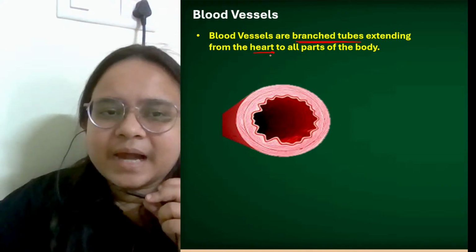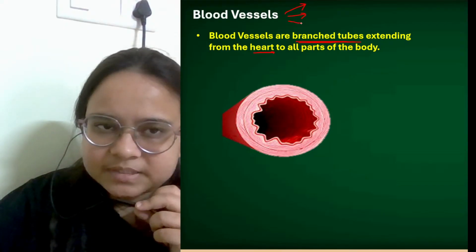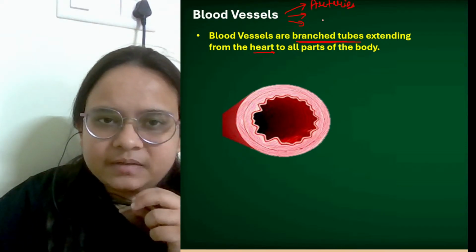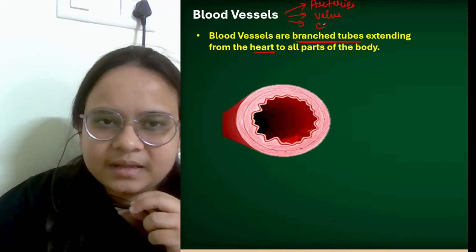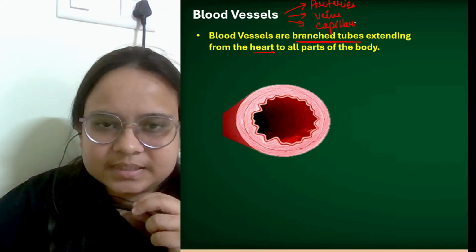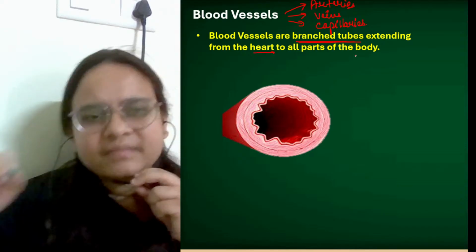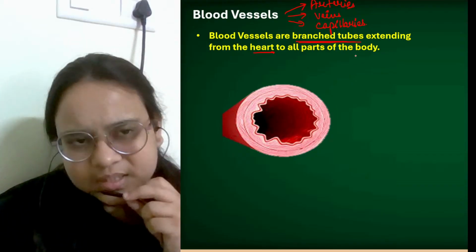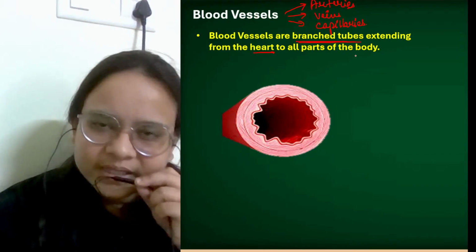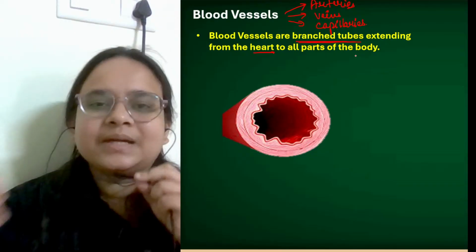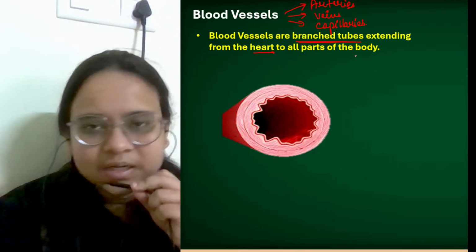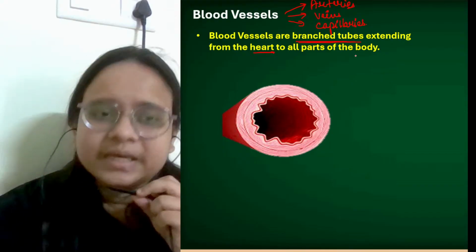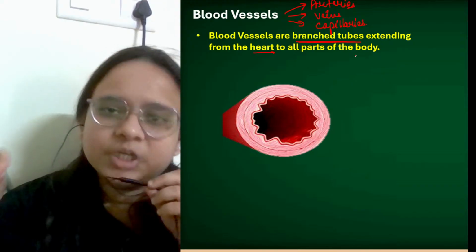Now there are three kinds of blood vessels. First is arteries, then we have veins, and then we have capillaries inside our body. What is the similarity between all these blood vessels? These are actually tube like structures only. Their dimension, their diameter can have a difference between them, but basically they are after all blood vessels only. They are tube like structures only.